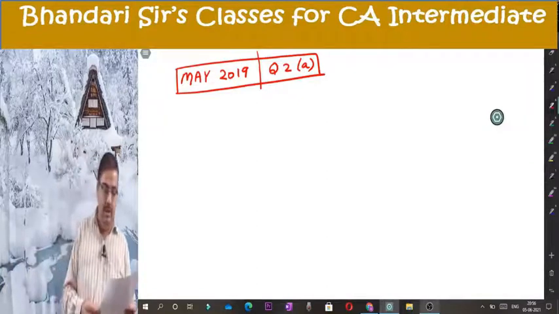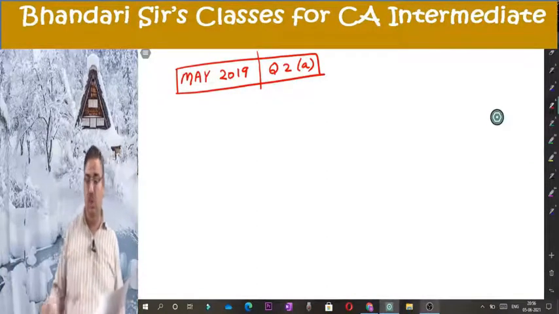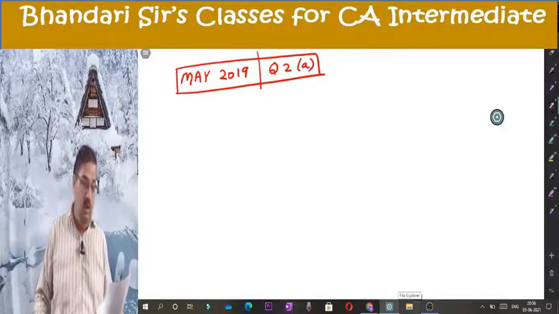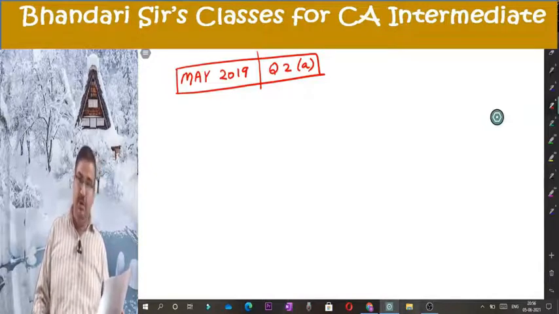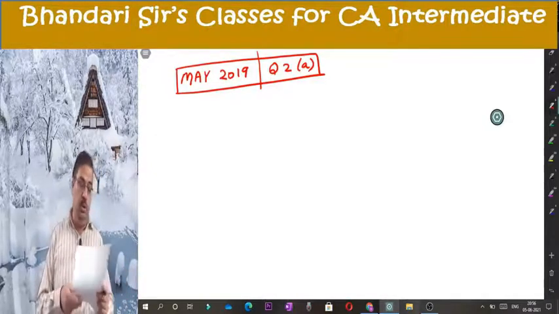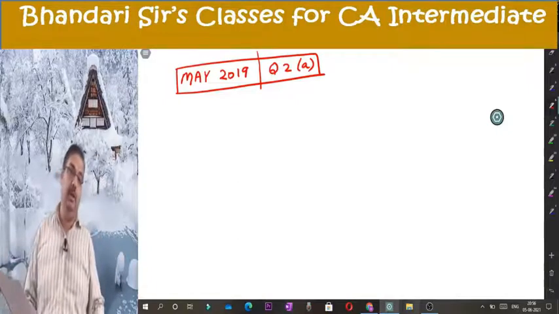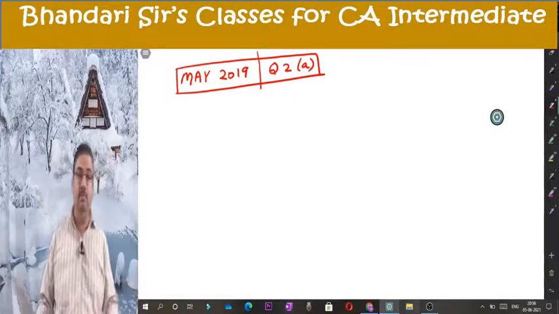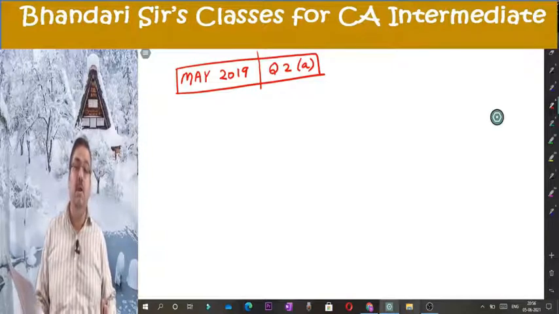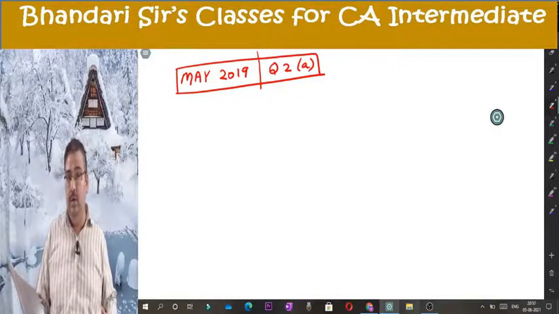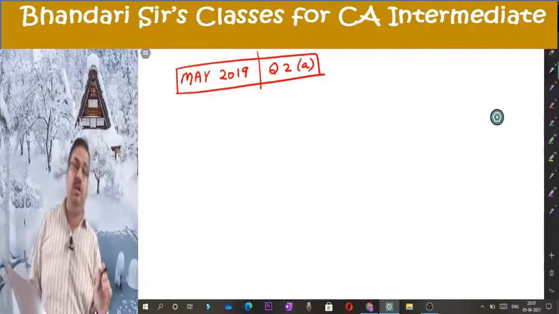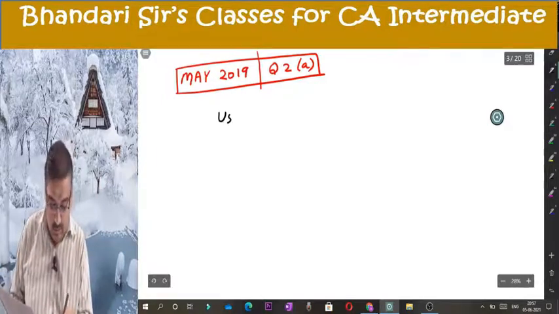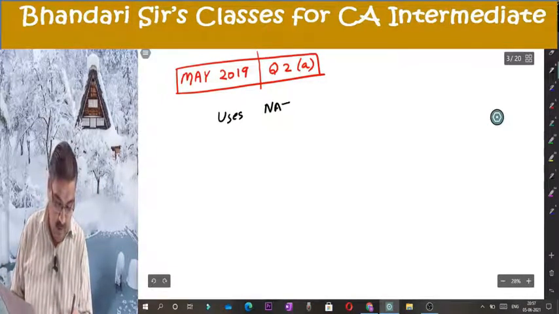Another question, friends, is May 2019 question 2A. If you read the question carefully, it asks you in first part, prepare cost sheet showing prime cost, showing works cost, cost of production, cost of sale. That is exactly what we have been doing, making a cost sheet. But if you read question more carefully, the classification used here is not only functional classification, it uses nature wise cost classification.